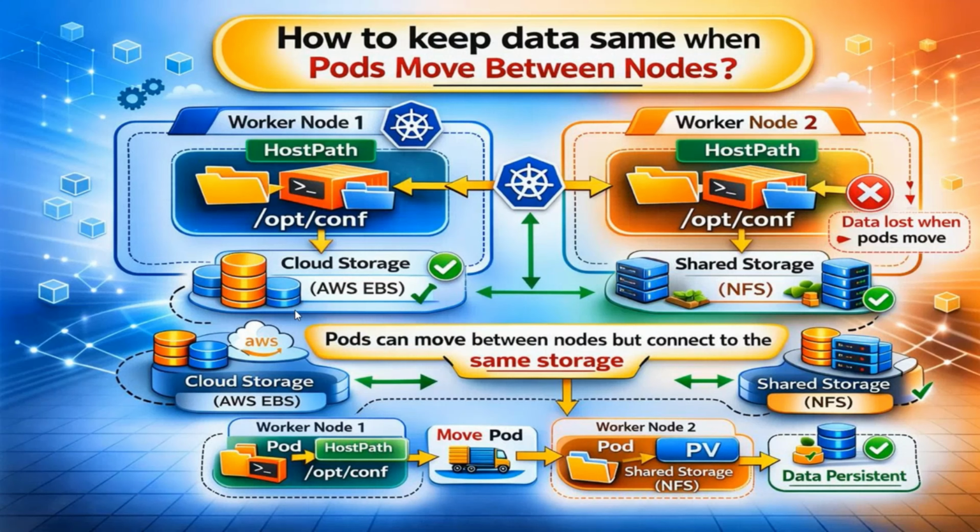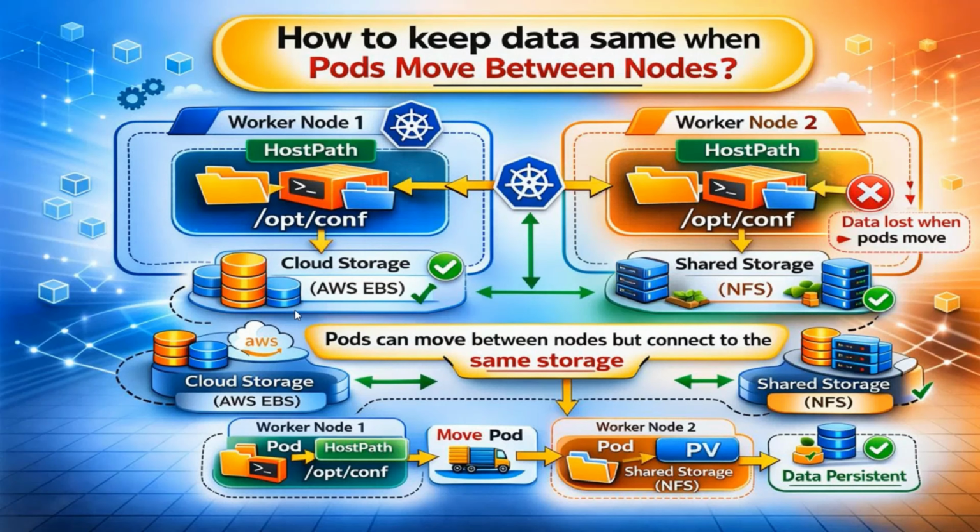So even though the pod moved between the worker nodes, the data did not move. From the application's point of view, nothing changed. The data is still there. This is the exact problem we had with hostPath and even emptyDir. This is where PV and PVC resolve these exact problems.